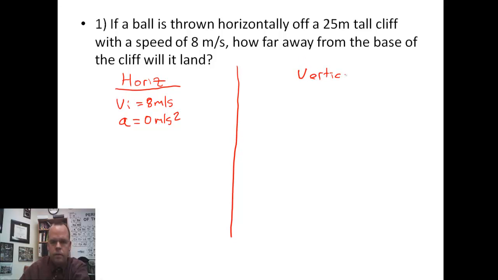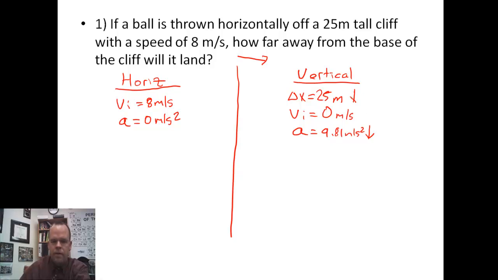Vertically, we know the displacement is going to be 25 meters. It's being thrown horizontally, so there's no vertical motion, so the initial vertical velocity is 0. This will change when we get to the projectiles launched at an angle. And the acceleration is 9.81 meters per second squared going down. These are both down. So I'm going to treat down as positive. In this case, I want to solve for delta x. Now I don't have enough information here on this side to solve for delta x, so I'm going to need to work with this side.